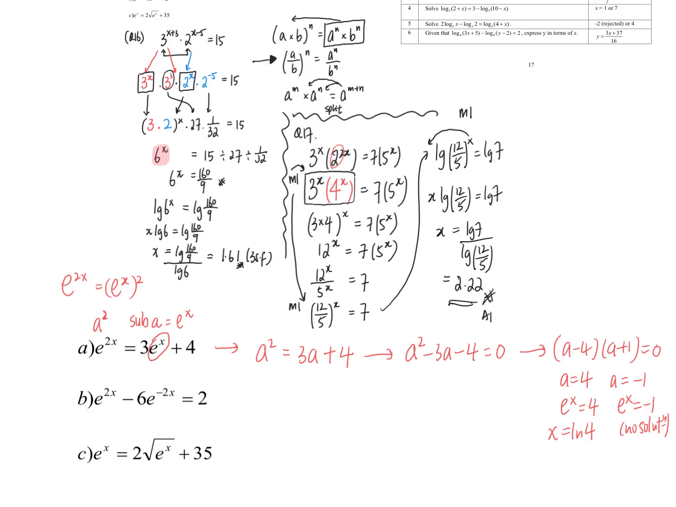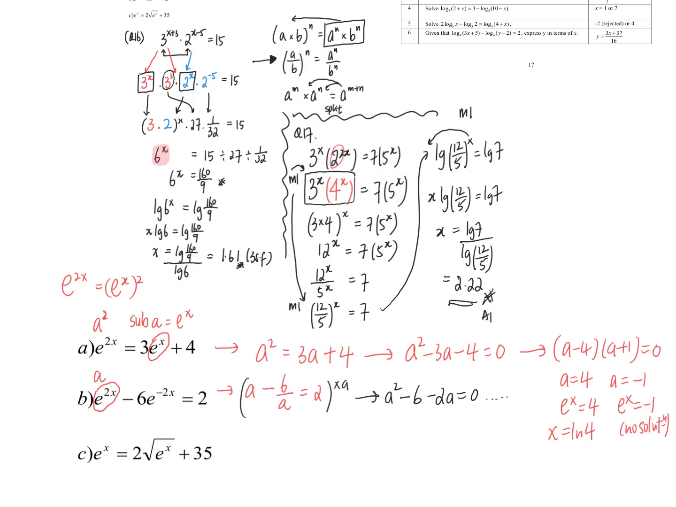This one, look at it. What do you think you should sub in for your A? This one, right? The whole thing, I let it be A. So you will end up having the quadratic A minus 6 over A equals 2. If you multiply throughout by A, you will also get A squared minus 6 equals 2A. Then you solve. I only want to show you how to do the substitution.